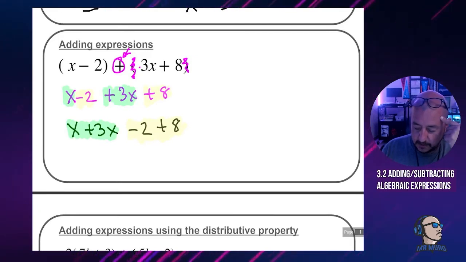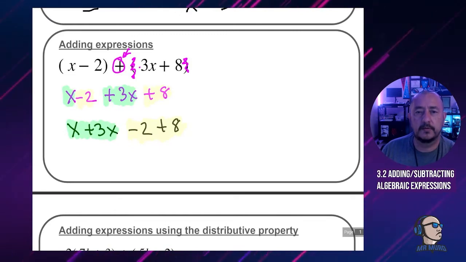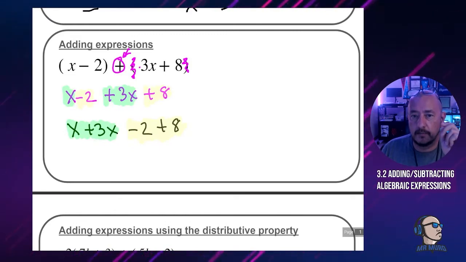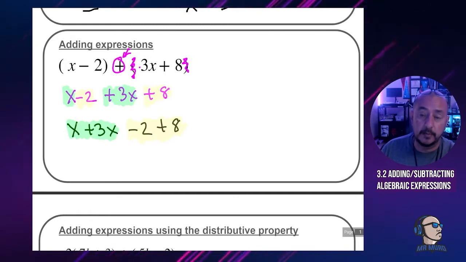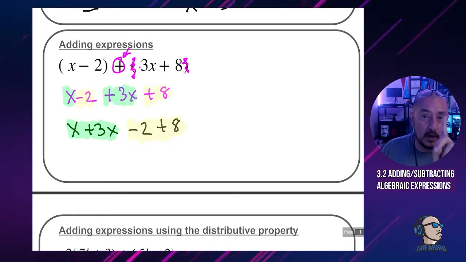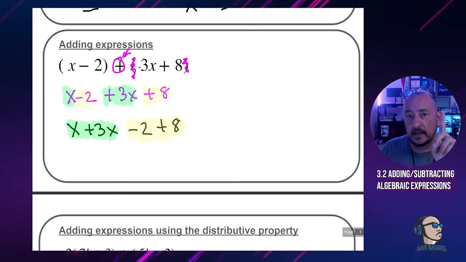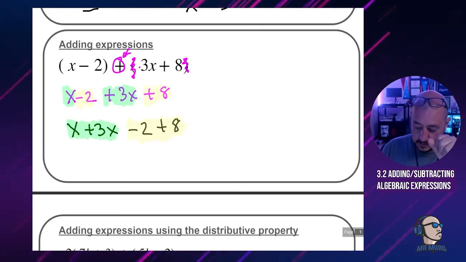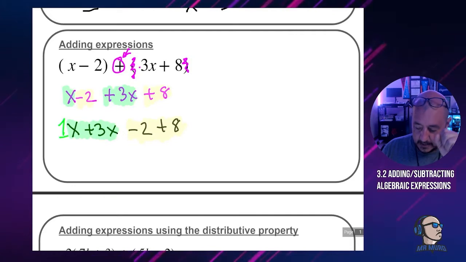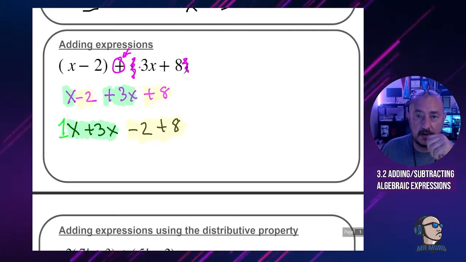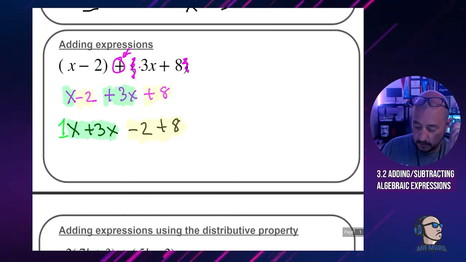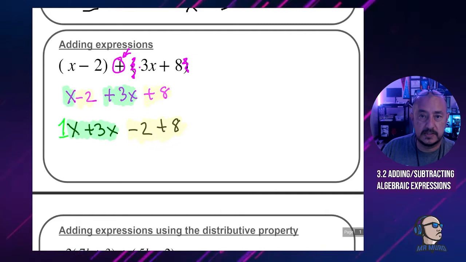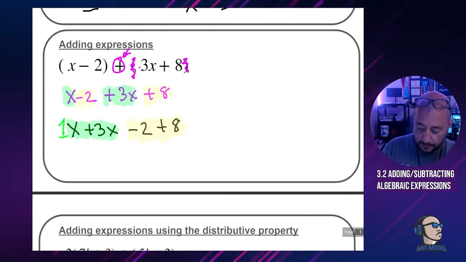So I go x plus 3x. Well, wait a minute, Murrow, there's nothing in front of that x. Remember, when you see a variable by itself like x, an imaginary 1 is technically your coefficient. So technically this should be a 1x, but we typically do not write a coefficient of 1. So we go 1 plus 3. Since there's no symbol, we assume that this is a positive 1.